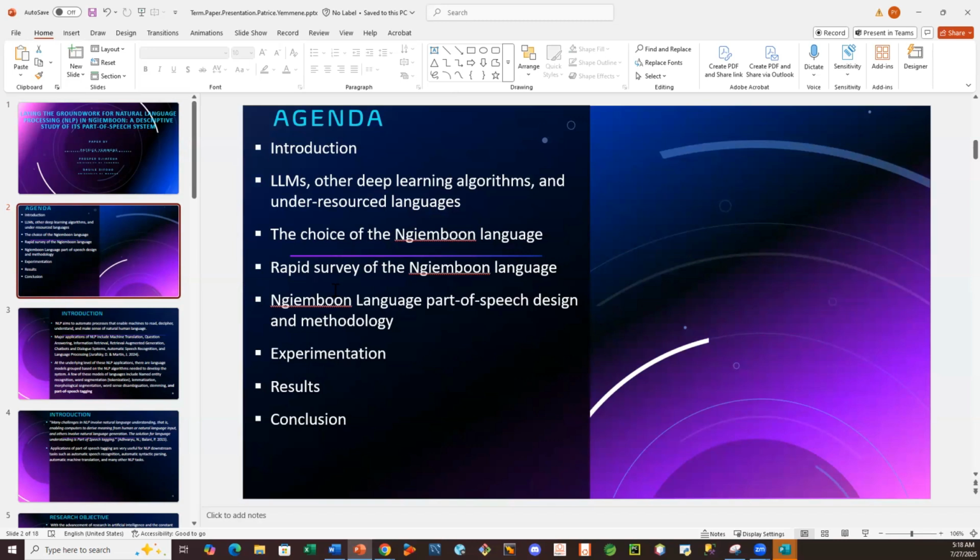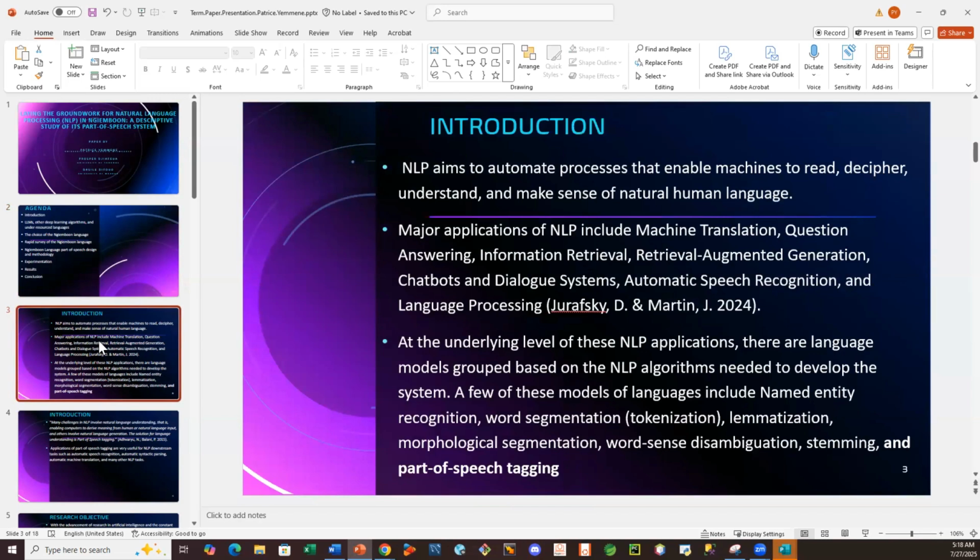We also want to discuss the choice of the language, and then we'll be doing a rapid survey of the language, and then we'll review the part of speech of the Ngiemboon language.